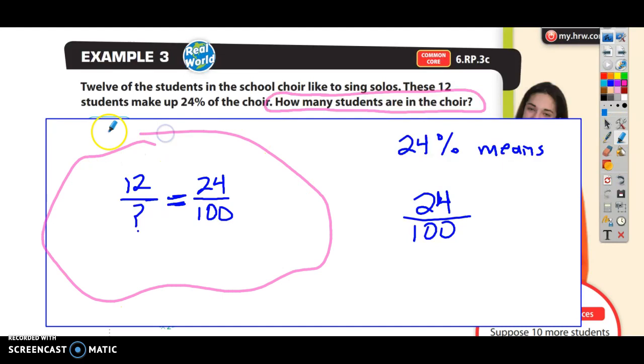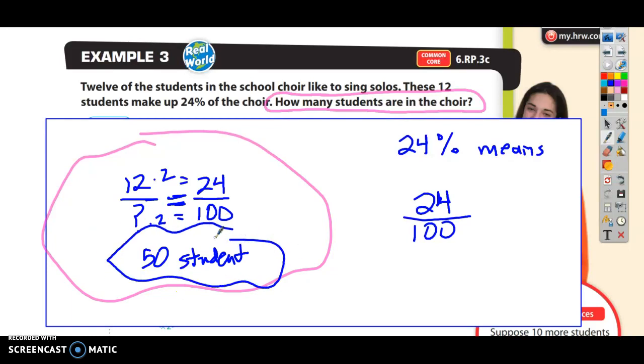Check it out. What you need to notice is that 12 times 2 is 24, and question mark times 2 then needs to be 100. Well, what times 2 is 100? Half of 100 is 50. The answer is 50. There are 50 students in the choir. 12 of them like to sing solos, but there's 50 total students. So that's how you set those up.